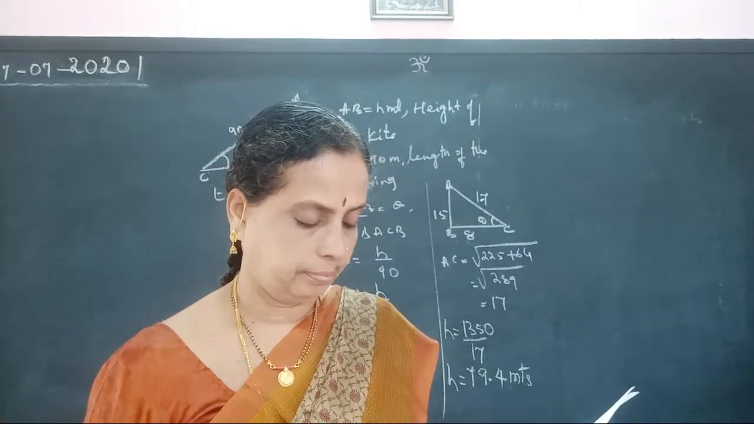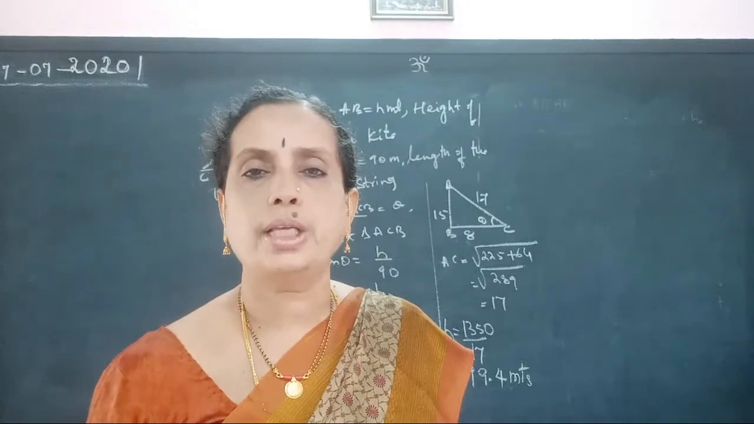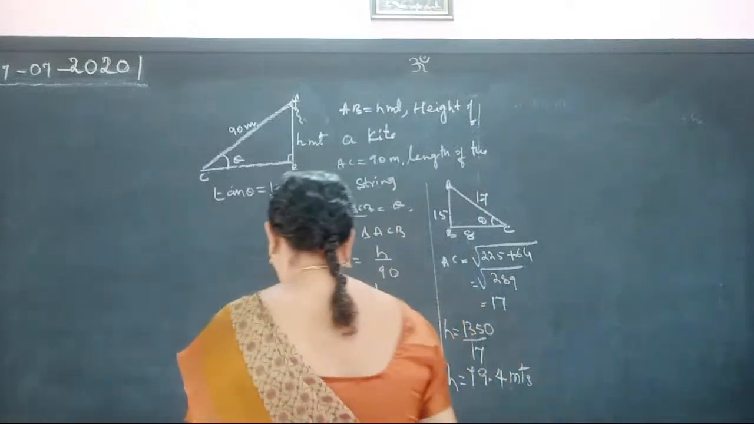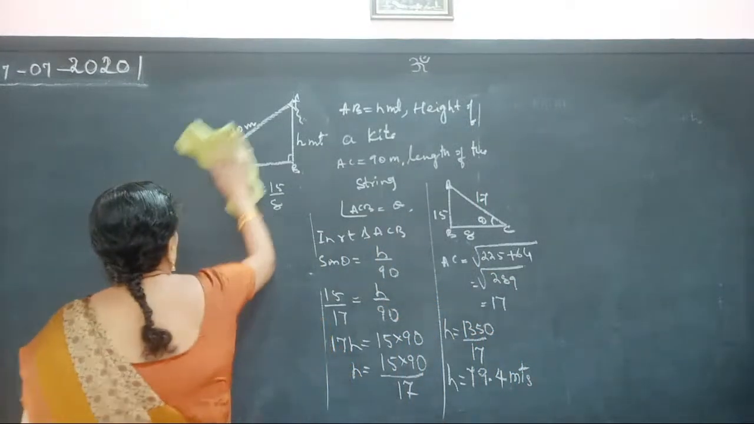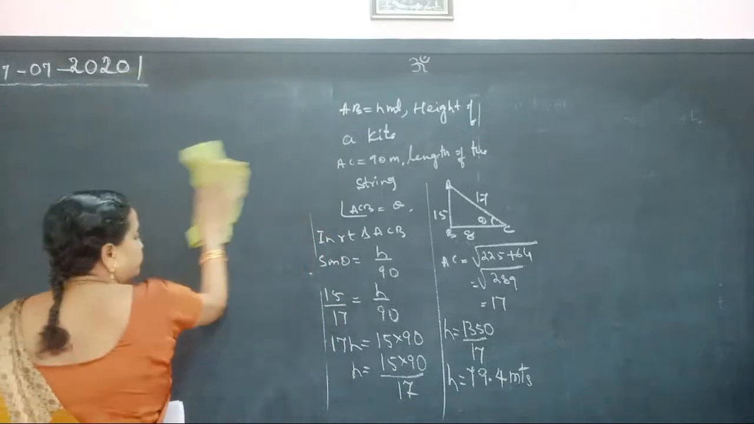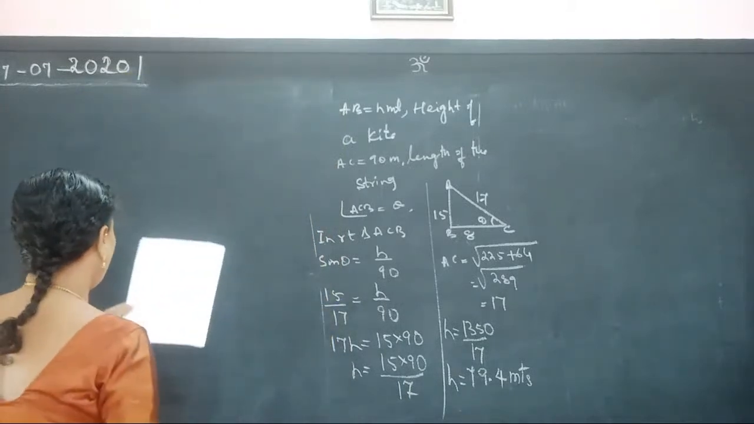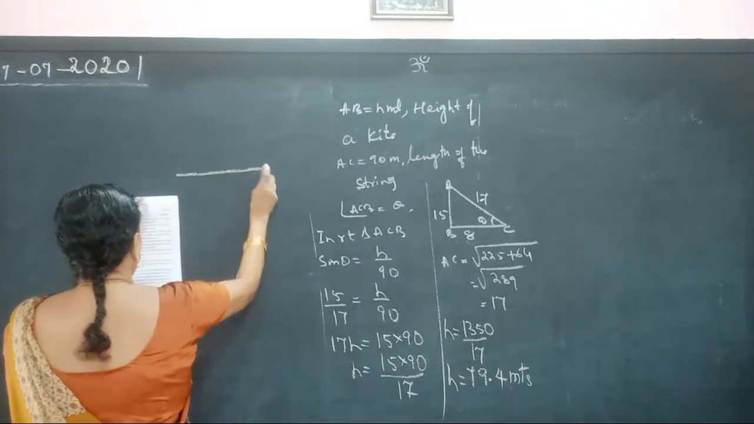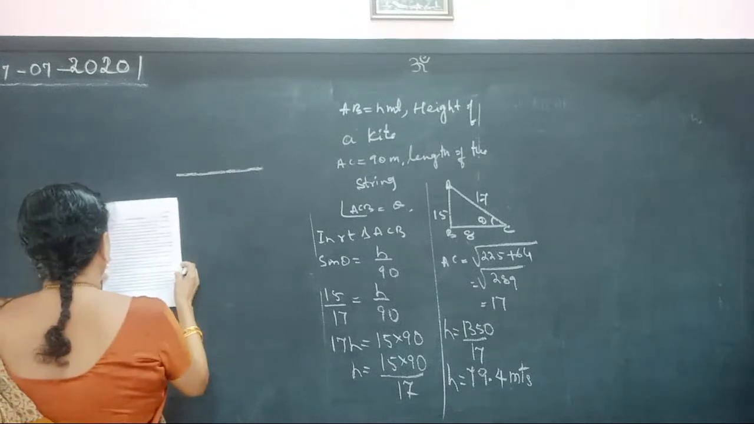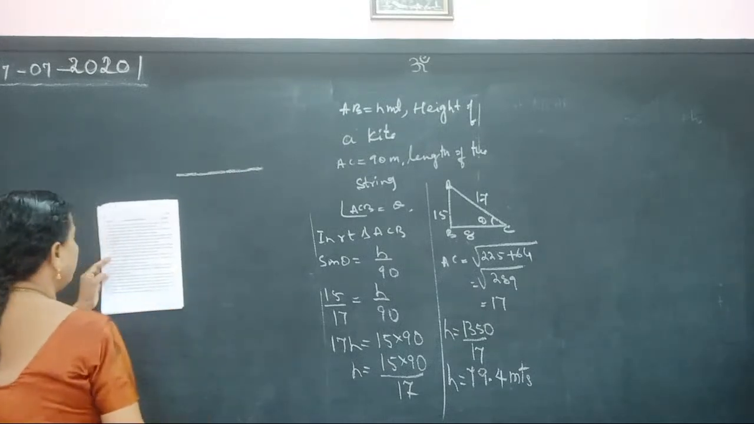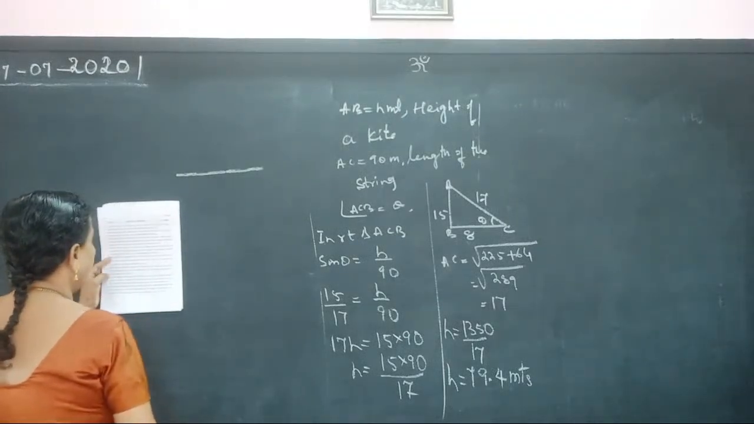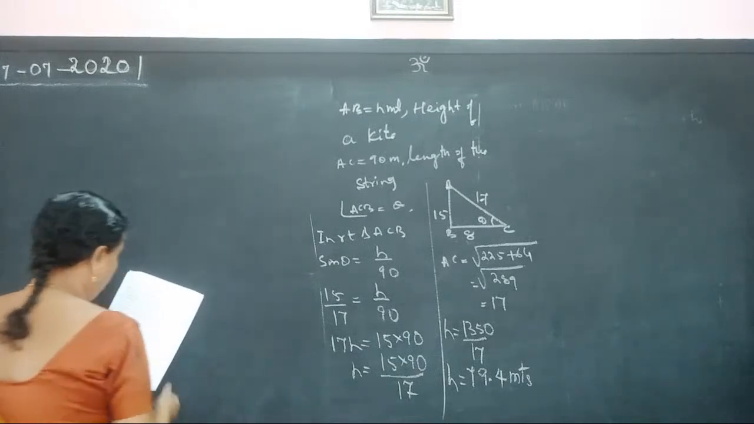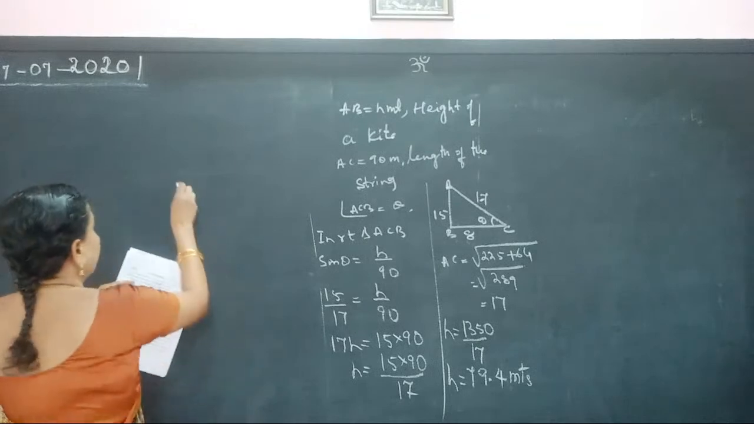Next. Question number 6. Shall I move on to the next question now? The angle of elevation of the top of a vertical tower from a point on the ground is 60 degrees. From another point 10 meter vertically above the first, its angle of elevation is 45 degrees. Find the height of the tower.